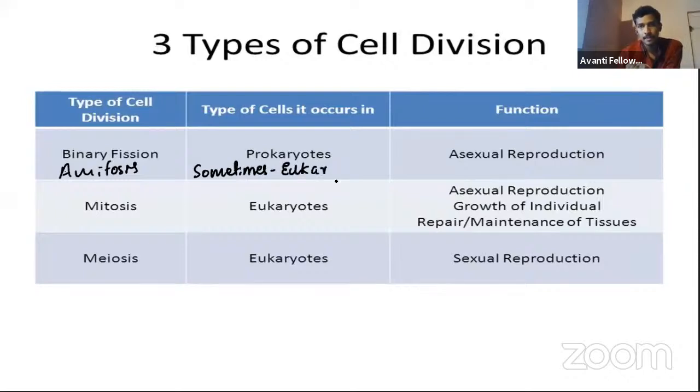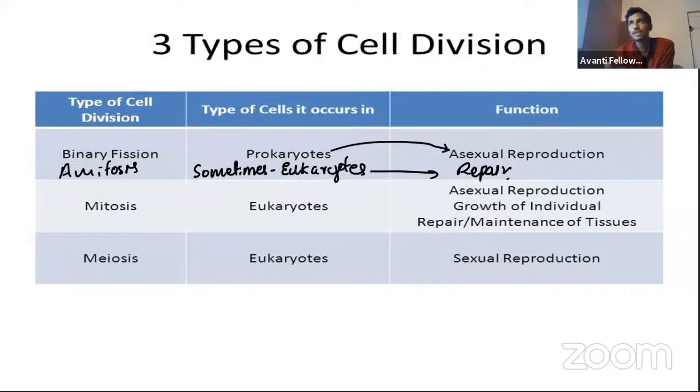And what's the function? Majorly asexual reproduction, and sometimes it also helps in repair. So sometimes in repair, but majorly in asexual reproduction. In eukaryotes it helps in repair, and in prokaryotes it is for asexual reproduction. But remember, binary fission majorly refers to prokaryotes and asexual reproduction. Most people normally don't go for eukaryotes, because you can find only very few kinds of plants and very few kinds of processes.